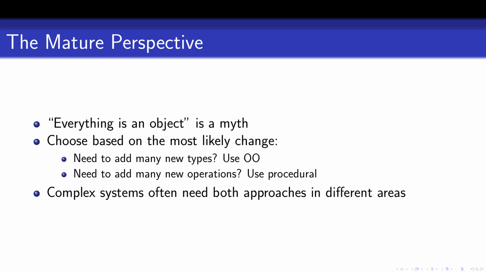The mature take: "everything is an object" is a myth. Software design isn't that dogmatic. If you'll add lots of types, go object-oriented. If operations will grow, lean procedural. Complex systems often blend both, objects for one part, data structures for another. It's about matching the approach to the problem, not forcing a one-size-fits-all mindset.